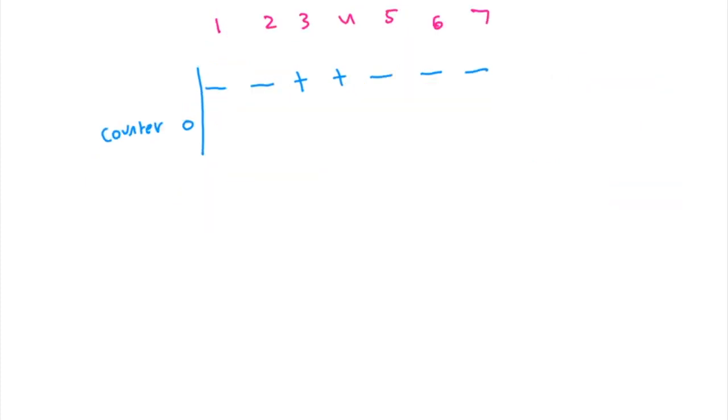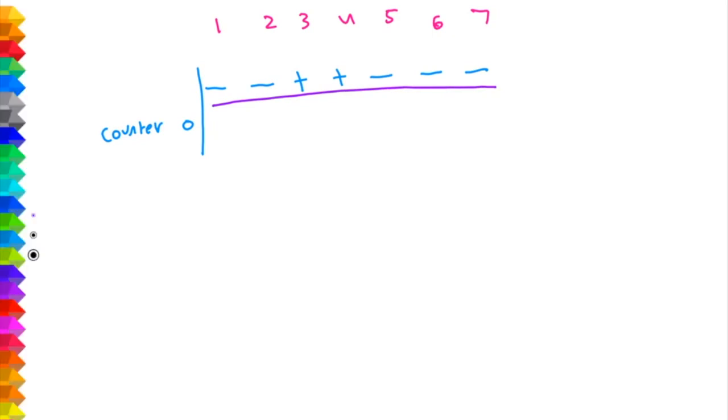In case that was slightly confusing, I'm going to go over one more example, but if you got it, you can always skip ahead to the code, which will be presented after this example. So let's look at another example where we have the string minus minus plus plus minus minus minus. So let's go through a run through of our solution.